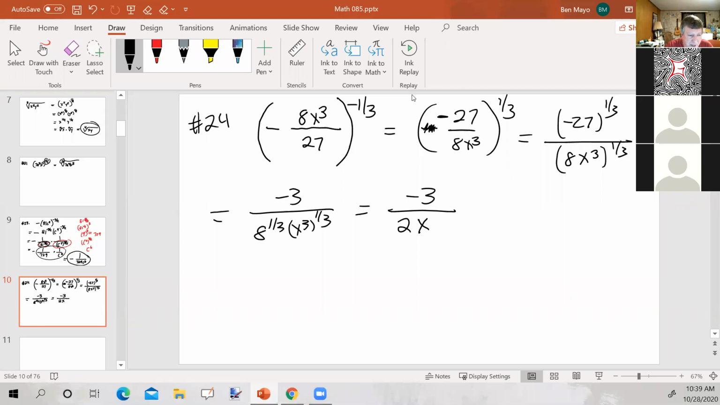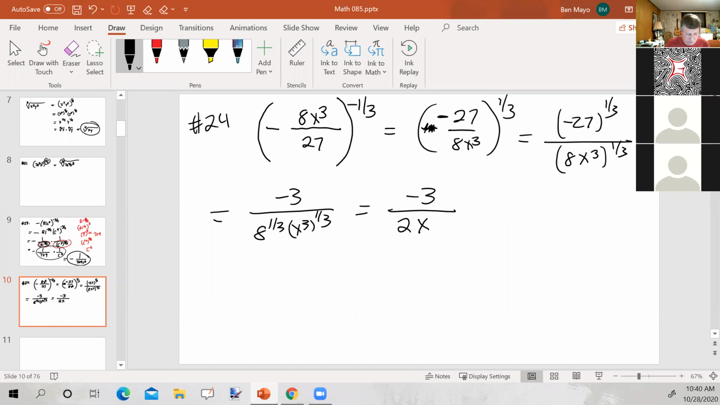Now, the directions say the variable represents a positive real number. And even if it didn't say that, we wouldn't need absolute value bars because we're taking an odd root, cube root. So we'd be okay either way. All right, any further questions on that one?